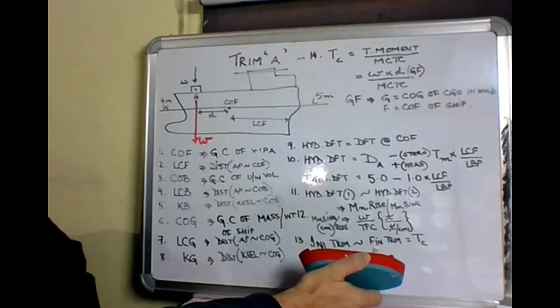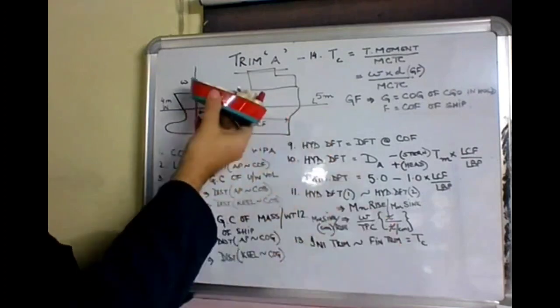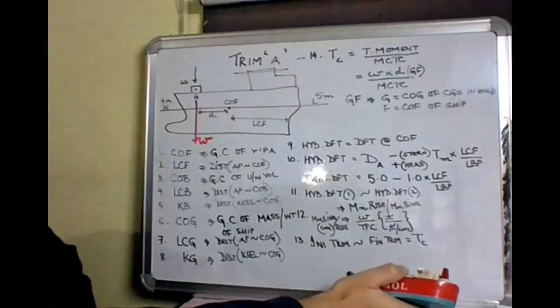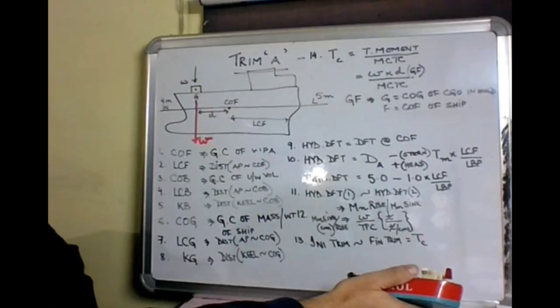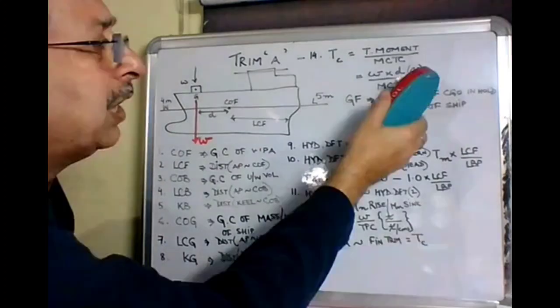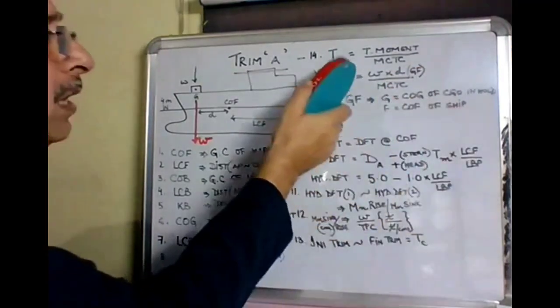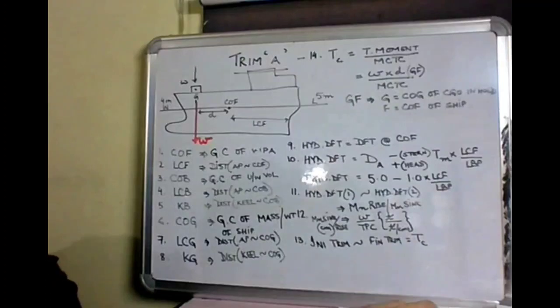So the trimming moment is W into GF. The trimming moment W into GF divided by MCTC will give me TC.